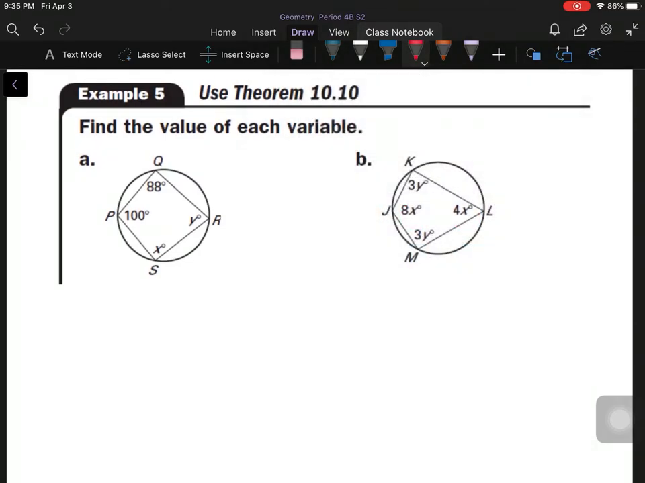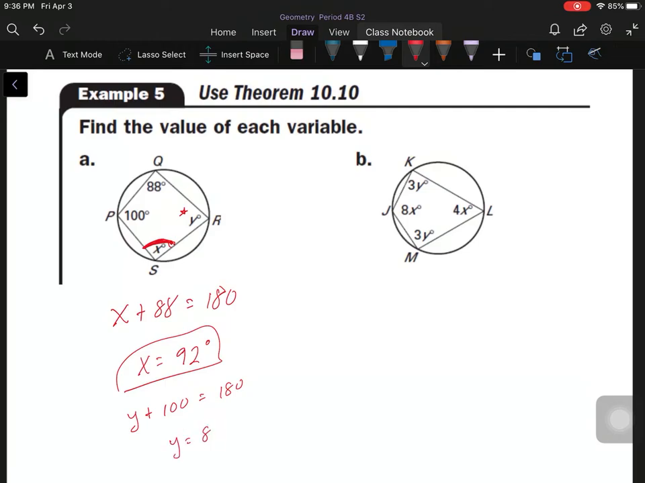So if we use that property that we just got done saying, find the value of each variable. If I find x first, the opposite angles, x plus 88, have to add up to 180. So if I subtract that, x is going to be 92 degrees. And then y plus 100 has to equal 180. So then y would equal 80 degrees.